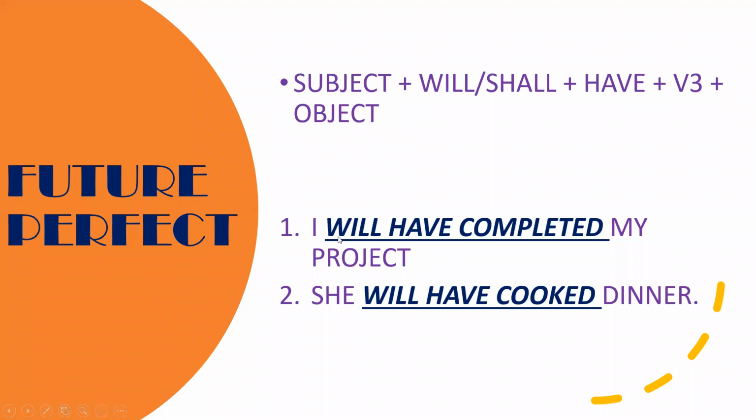Then comes future perfect tense. Future perfect is same as that of present perfect. That means it will have, and verb ka third form with an addition of will and shall. And one more thing, whenever we are using will and shall in a sentence, we will always use have. Has is not used with will or shall. Okay, so the sentence will be, I will have completed my project. She will have cooked dinner by now.